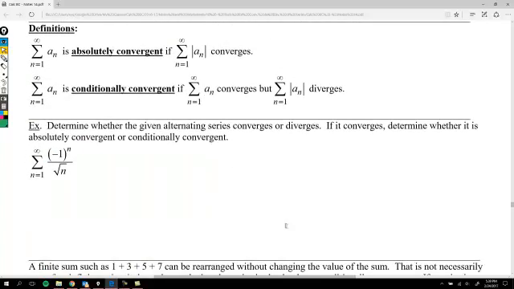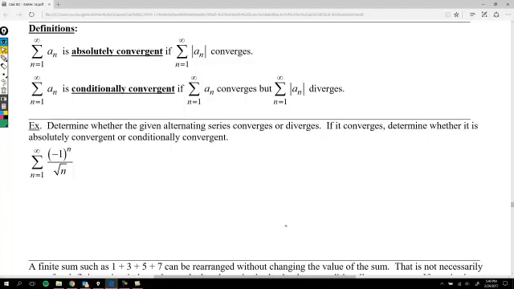Okay, now we have a couple more things. We say that our summation is absolutely convergent if both the absolute value of our sum and our original sum converge. This is particularly for alternating series. If the alternating series converges, and also if you take away the alternating part and it still converges, then it's called absolutely convergent. Conditionally convergent is if one of them converges and the other one doesn't, essentially.